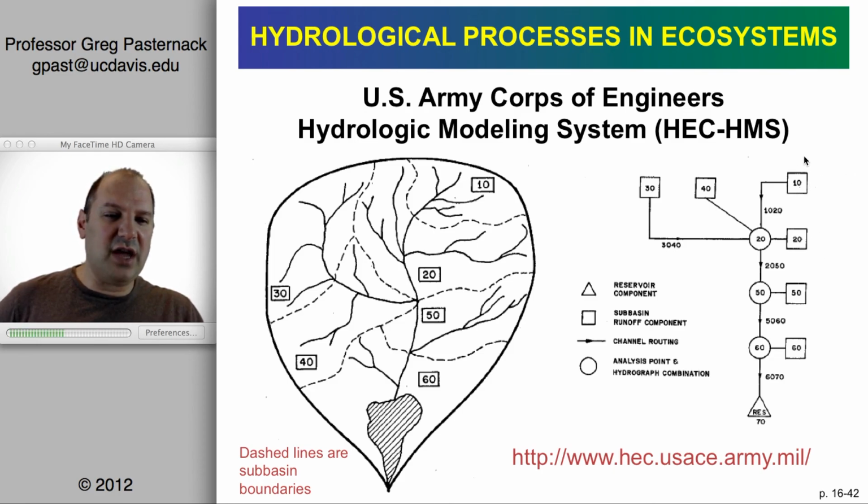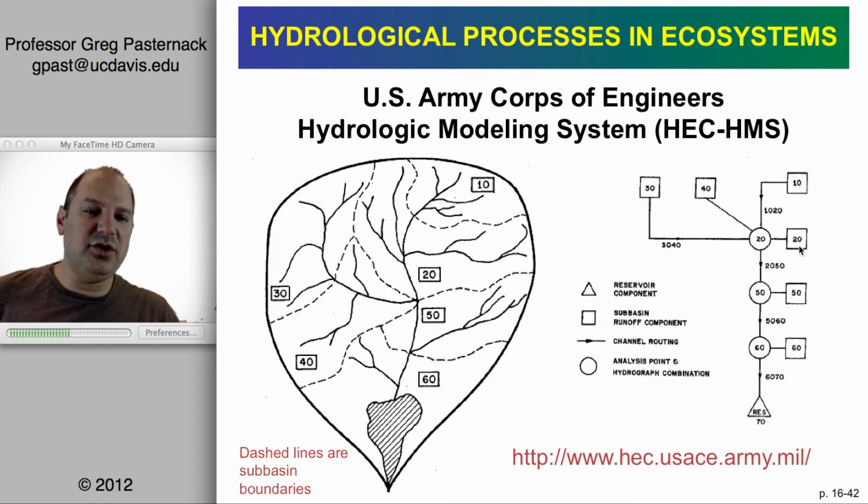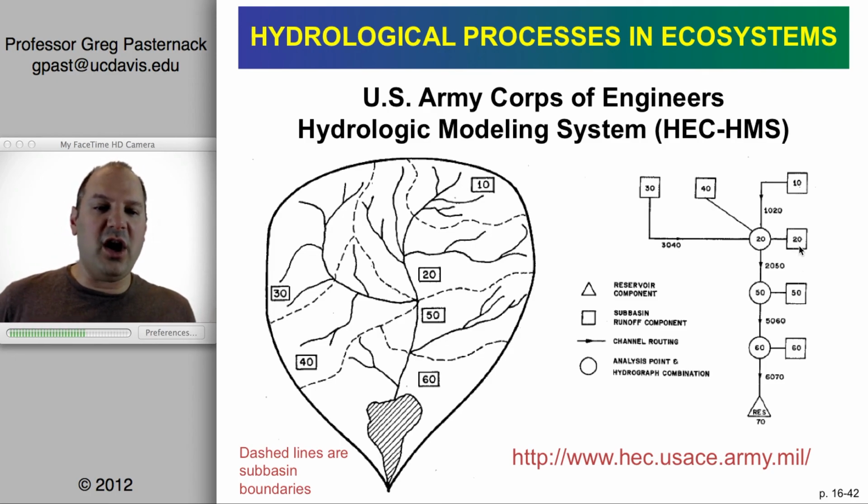So what you see here is like watershed 10 flows into 20. 20 also receives water from 40 and 30, but in addition to that, it generates its own water. So the squares here represent a rainfall runoff process, and then 20 represents a combination point where you're linearly adding all the water at each time step as it arrives at that point. Then water from 20 is routed down to 50. 50 has its own water that it contributes. It routes all of that to 60, and then 60 adds its water, and then down to the reservoir, which is shown with the hatched line. So that's the general concept of how this model works.